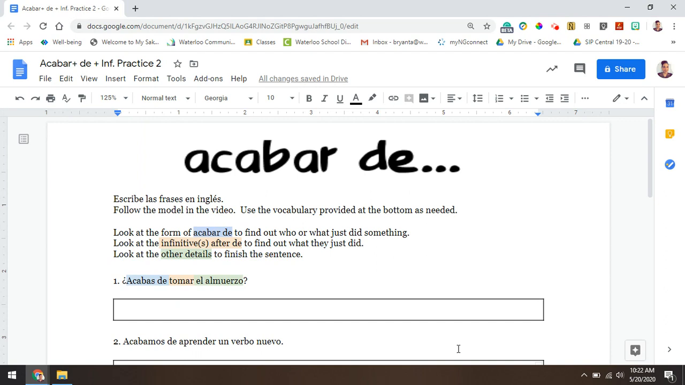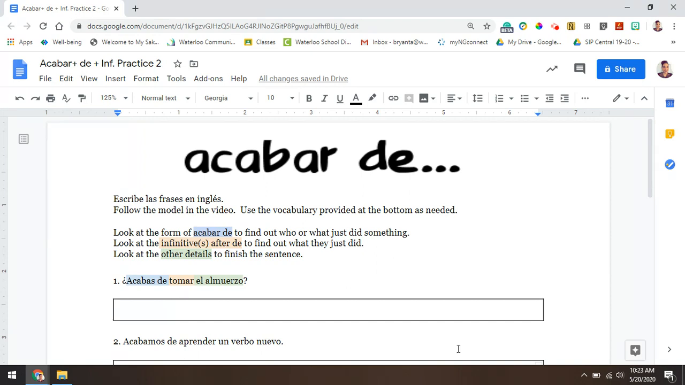It says, look at the form of acabar de in blue to find out who or what just did something. Look at the infinitive or infinitives after the de in red to find out what they just did. And look at the other details in green to finish the sentence.